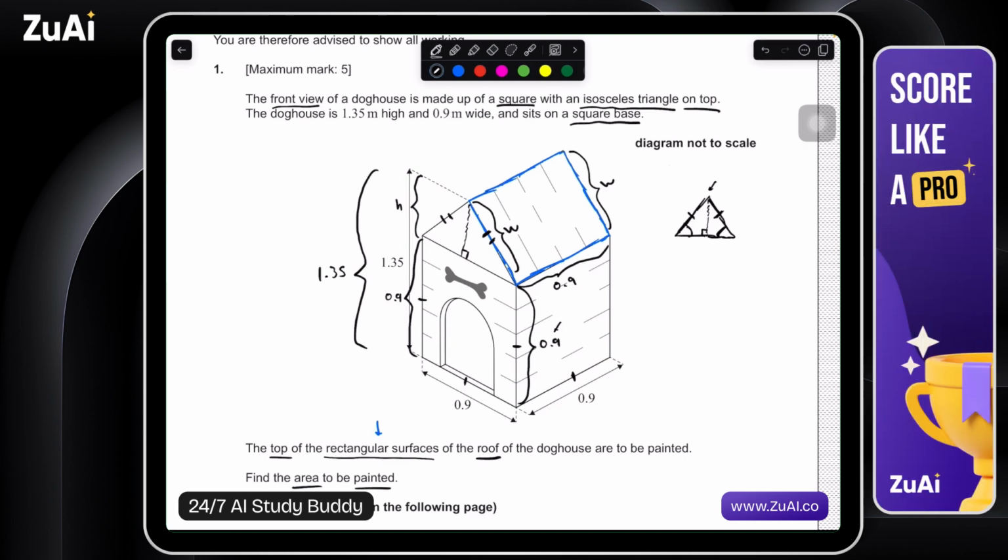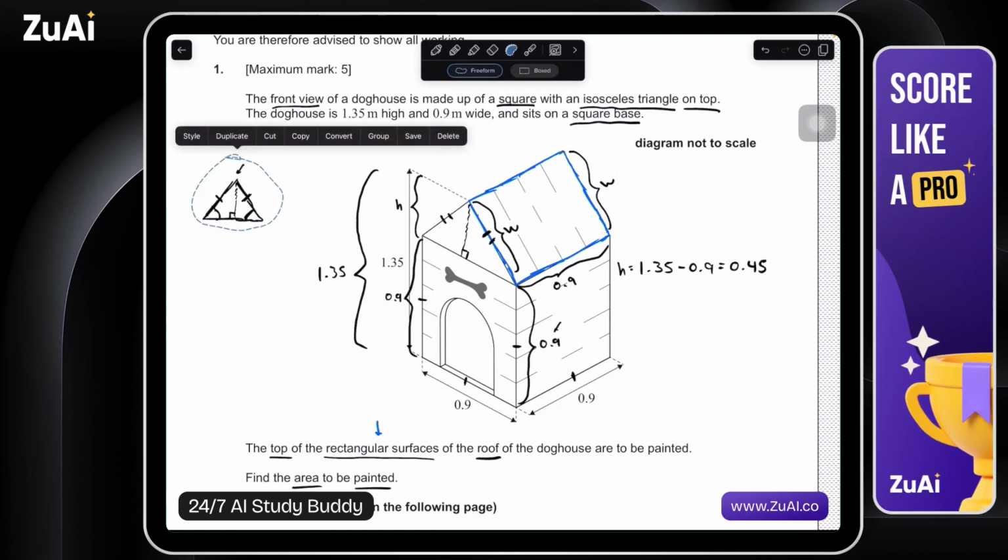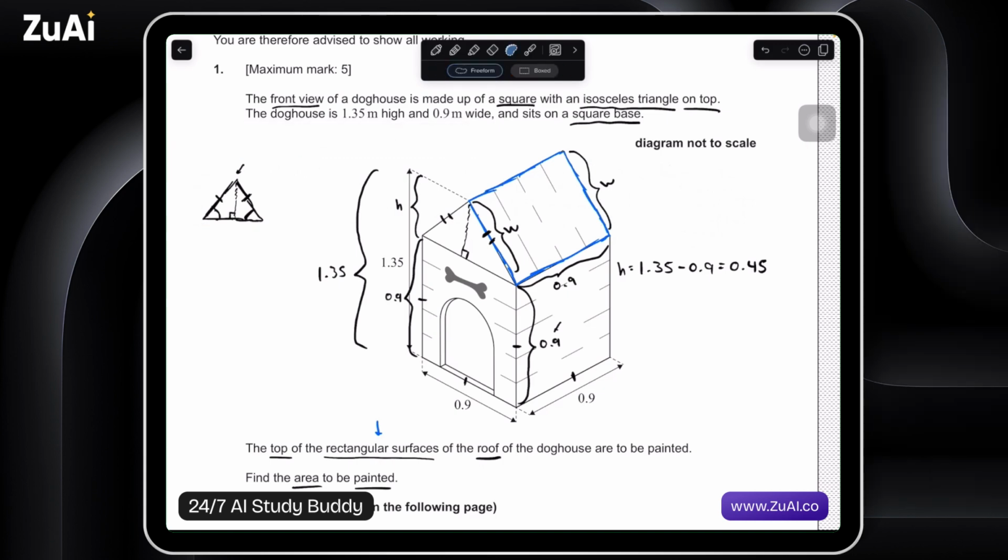So, what do we have? Given a 5-mark question, we'd probably want to put this in. The height of this triangular portion is going to be the missing piece that we need to fill in. So 1.35 minus 0.9, and that would give us 0.45. And if we could call it h, I suppose we can. I'm going to move this to the side. It might be useful again, but I'll leave that for now. Okay, so there's our height right here, 0.45, and we can write that in.